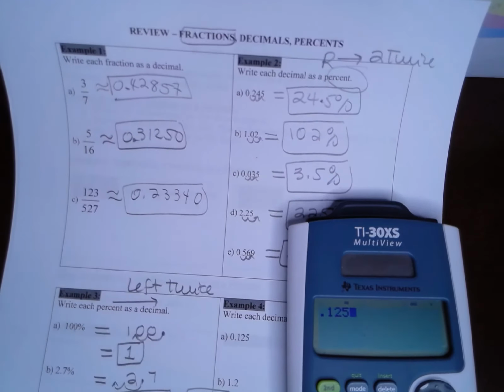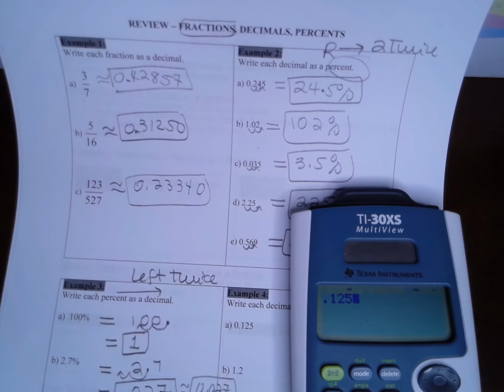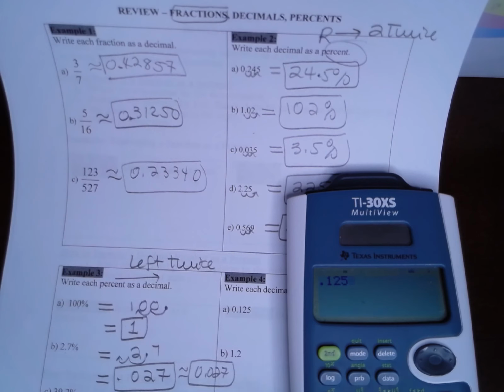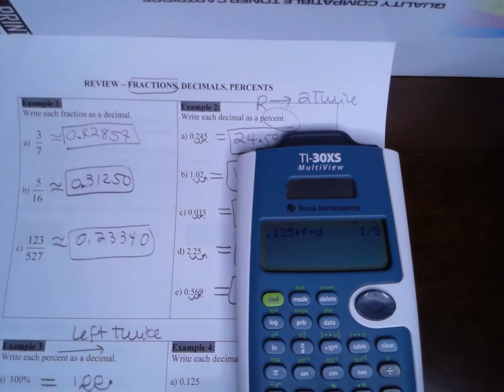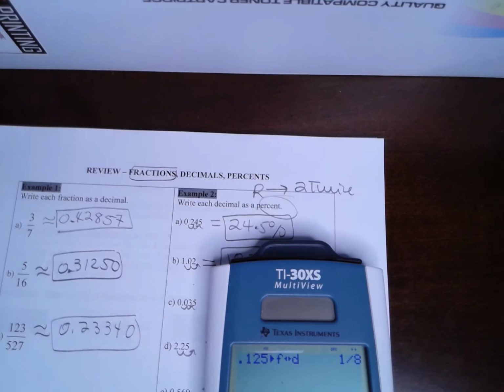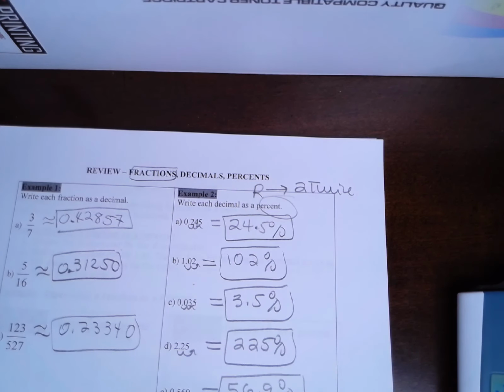Once you enter 0.125 in this calculator, you press the second key and table, and it will turn that into a fraction. Again, the key that I am referring to is the fraction to decimal key. In this calculator it is in green, so I have to press the second key and then table to get access to that. The calculator turns 0.125 into the fraction 1/8. So this is equal to 1/8.